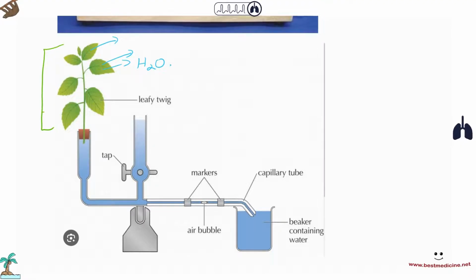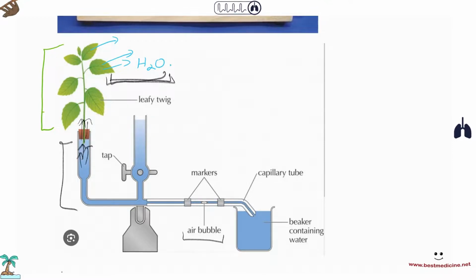This causes a suction pull to be generated in the roots, pulling more water upwards, right? Now, the faster this water leaves, the faster it will be pulled up from the roots. So as this plant undergoes transpiration, it will pull water from the root, and that is attached to the potometer. Now, the potometer contains water connected to an air bubble here, and we observe the movement of air bubbles per unit time to look at the rate of transpiration.